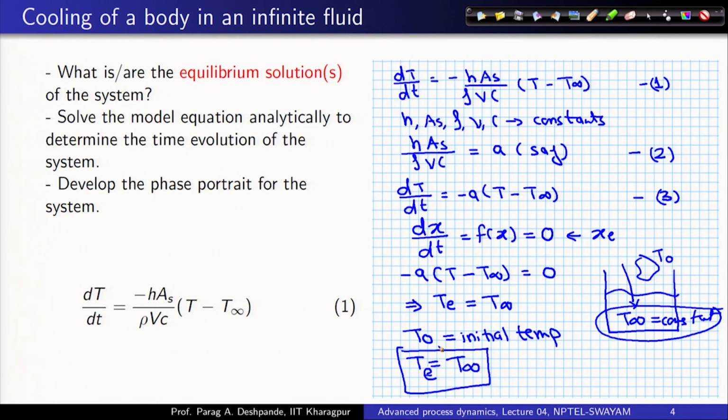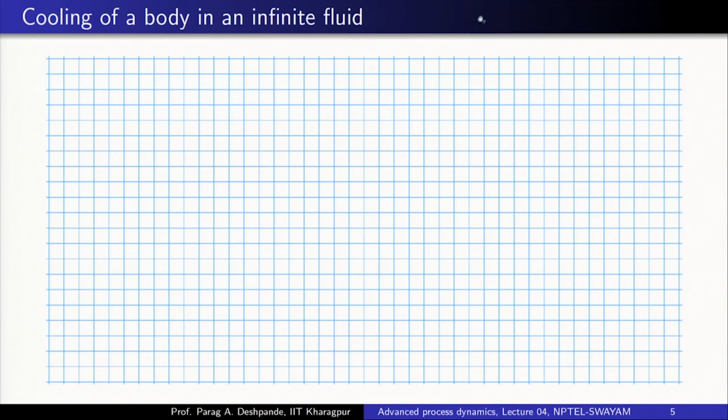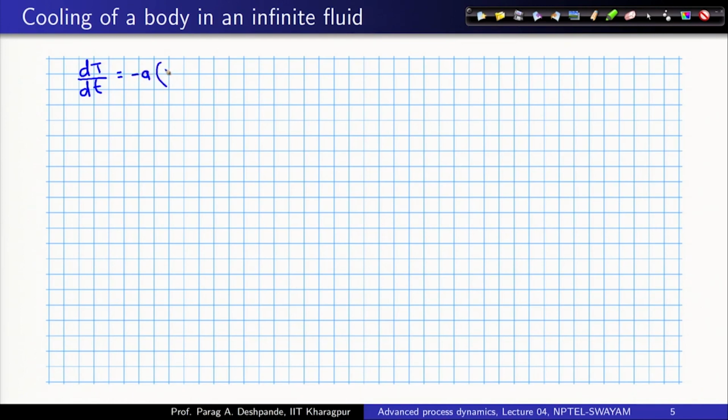Okay. So, now what we need to do is solve the model equation analytically, to determine the time evolution. How can we know the time evolution of the system, and then correspondingly develop the phase portrait for the system. So, let us see how this can be done. Let us write the model equation. Our model equation was dT by dt is equal to minus A times T minus T infinity.